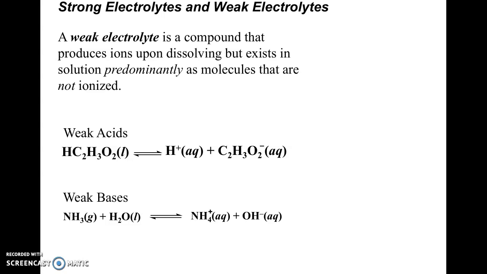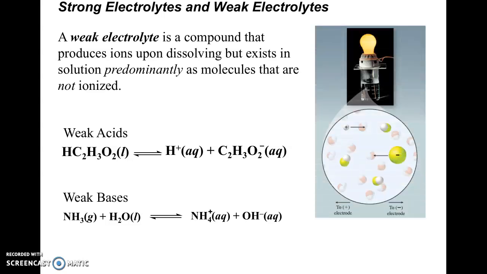And the example of a weak base is ammonia. And so once again, some of it produces ions, but not all of it. And so if you put these in our electrolyte tester, what you get is a little bit of glow from the light bulb, but not very much electricity is being conducted. So it's not a bright bulb.